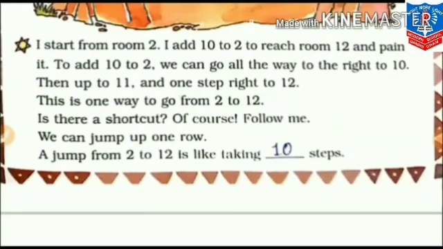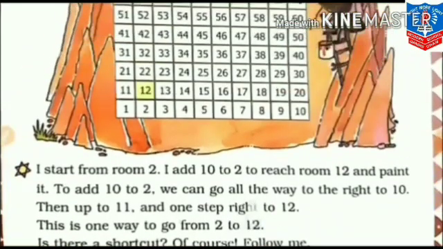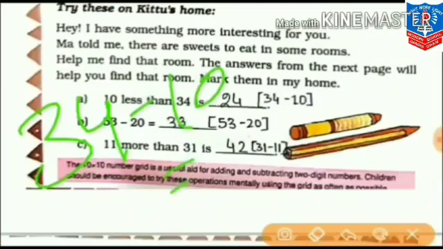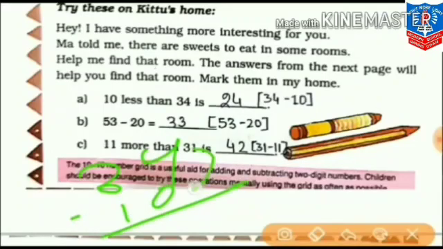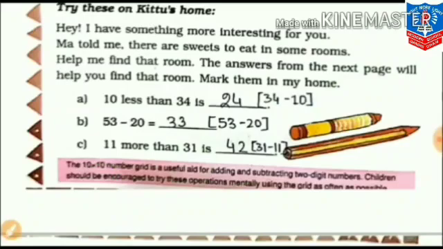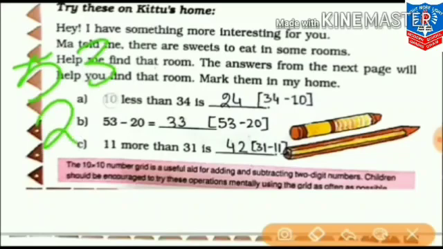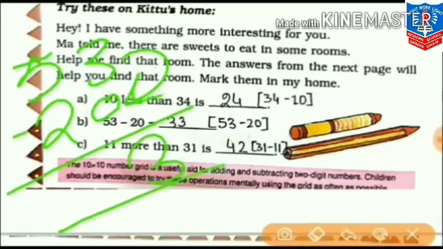Okay. Now turn your page and see there. Try these on Kittu's home. Below, there are questions from A, B, C up to L, so we look at them. 10 less than 34 is: less means we have to subtract, so 34 minus 10 will become 24. 53 minus 20 is equal to dash. These are 2-digit numbers which you learned in second standard, so it's simply a revision. 53 minus 20 is 33. 0 from 3 is 3, 2 from 5 leaves 3.